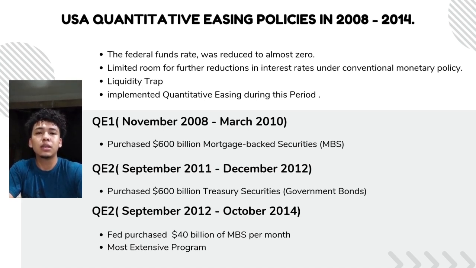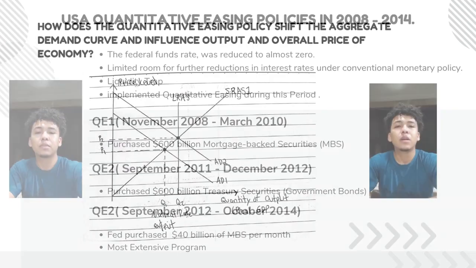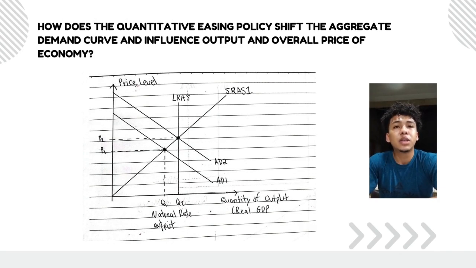So thanks to this, they had led to an enhanced liquidity in the financial system, which makes it easier for banks to lend out money, reduce the long-term interest rates, which makes borrowing easier for business and consumers, and thus promoting investment and consumption. So how does the quantitative easing policy shift the aggregate demand curve and influence output and overall price of the economy?